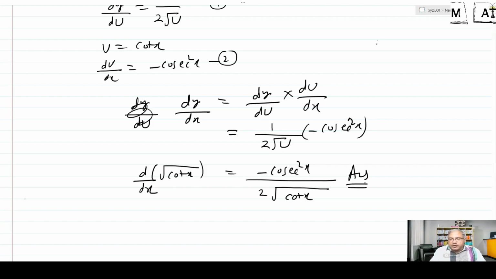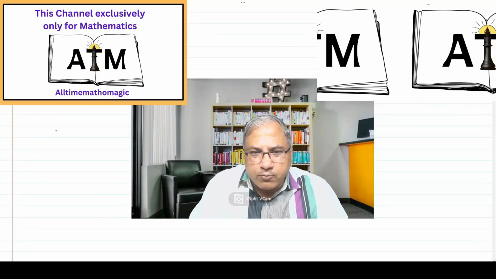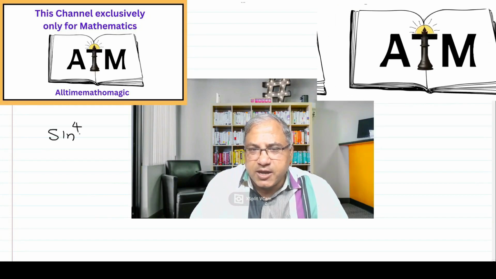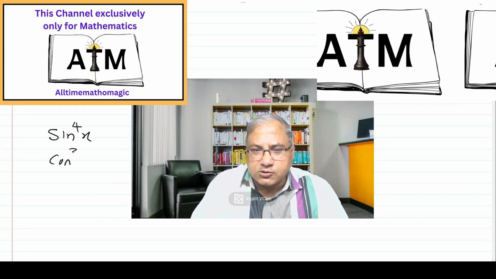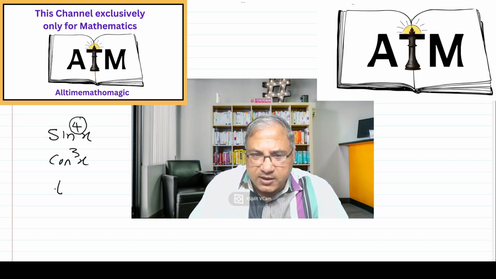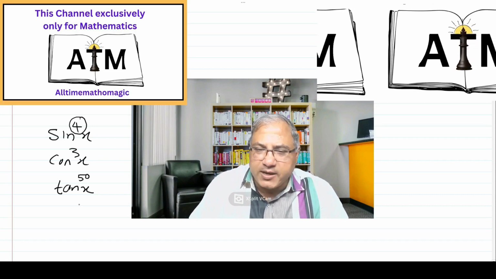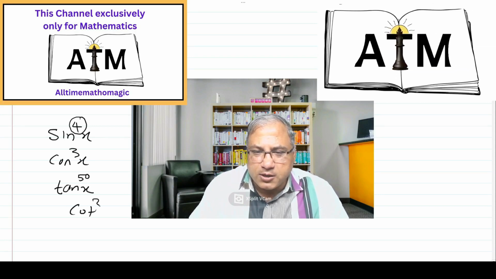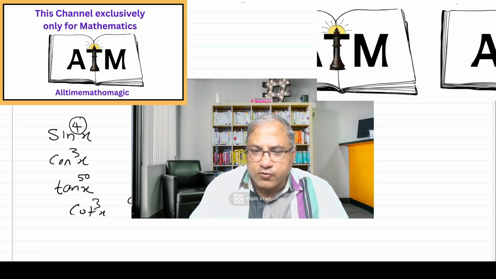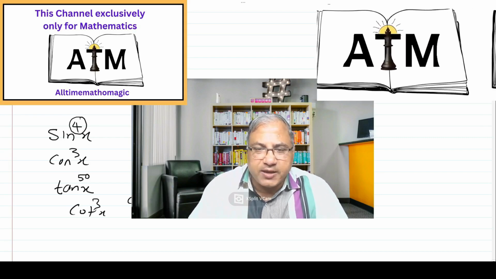Let us do a new type of problem now. In the next type, I am going to deal with problems like sin raised to 4x, cos cube x. Here it is a raised to any number. For example, 10 raised to 50x. Whatever number you want to write, write it, no problem. Cot cube x, cot raised to 4x, etc. This type of problems is our next type.